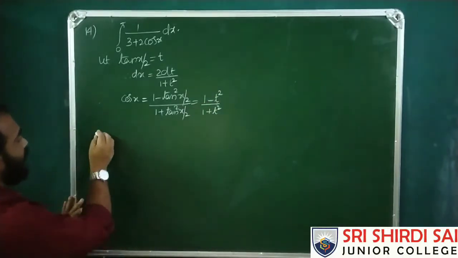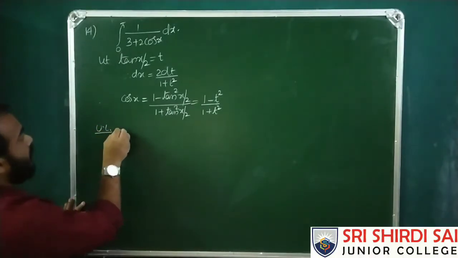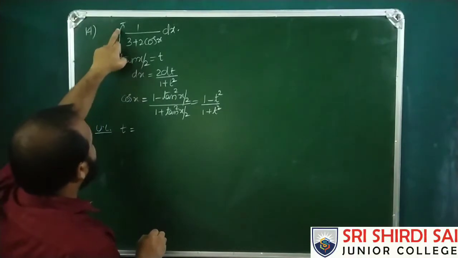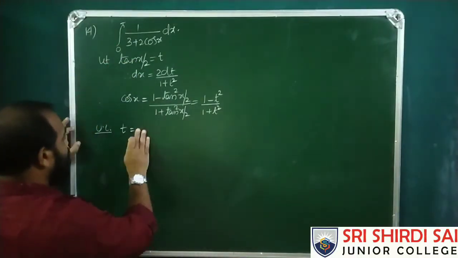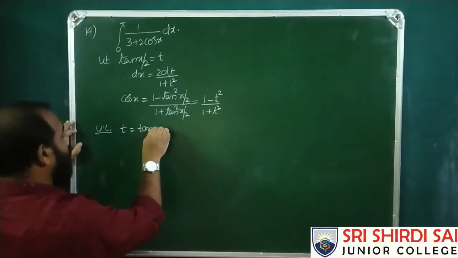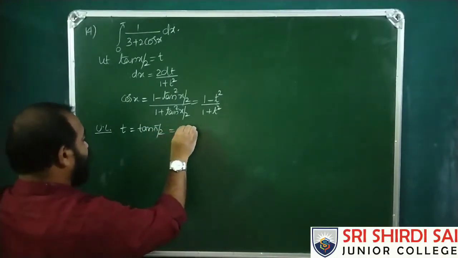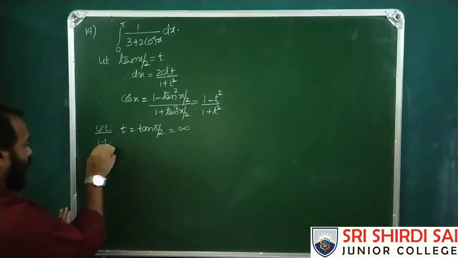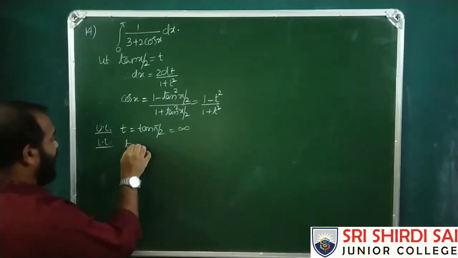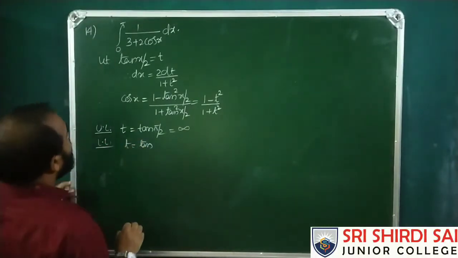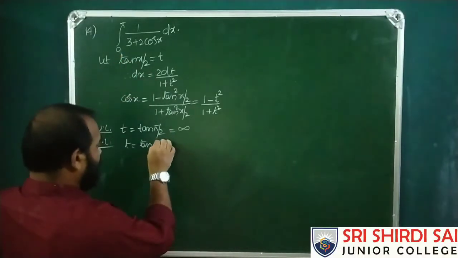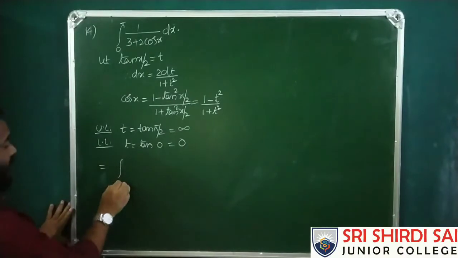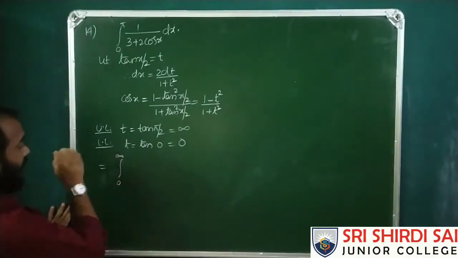And changing the limits. Upper limit: t is equal to tan x by 2, which is tan pi by 2. The value of tan pi by 2 is infinity, undefined. Lower limit: t is equal to tan 0 by 2, which is 0. So this is equal to the integral from 0 to infinity.